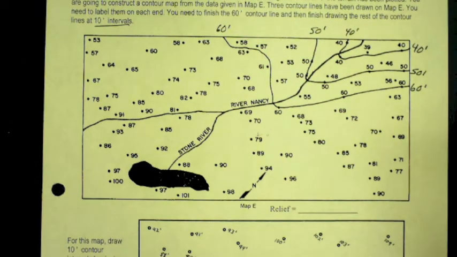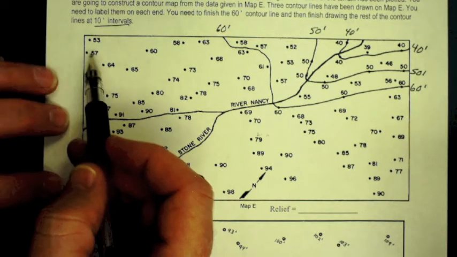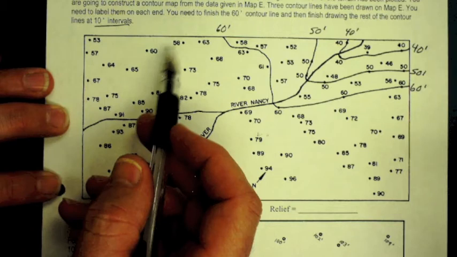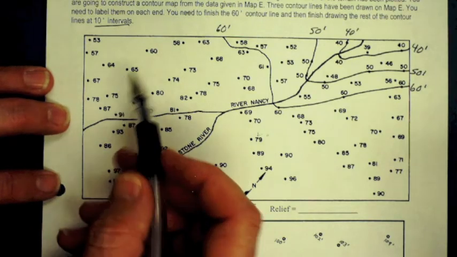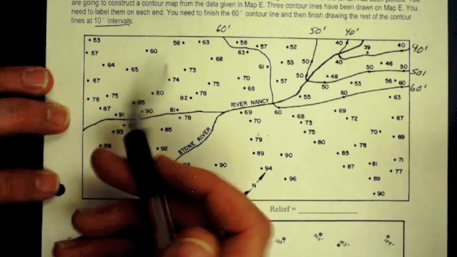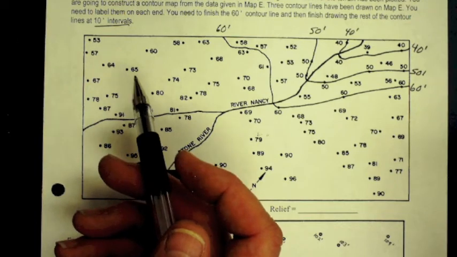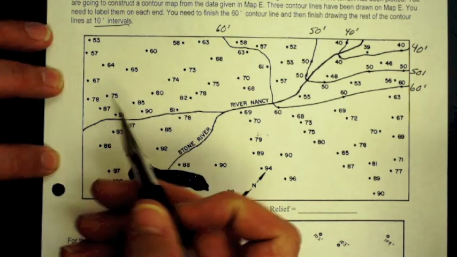Now, if you look, you see a problem though. There are some more 50s. And where are those 50s? Off over here. There's a 57, a 53, and a 58. So we need to do something about that. There's also a 60, and what did we say should go through the 60 dot? The 60-foot elevation line. That's correct.